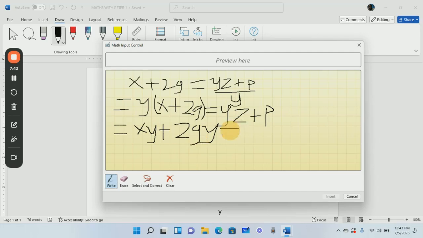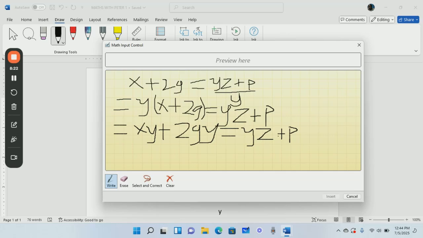All is equal to, so we bring our y, yz, plus p. Okay, so now you have multiplied, you have opened a bracket here. So now we want to make y the subject. So right now we have xy plus 2gy is equal to yz plus p.